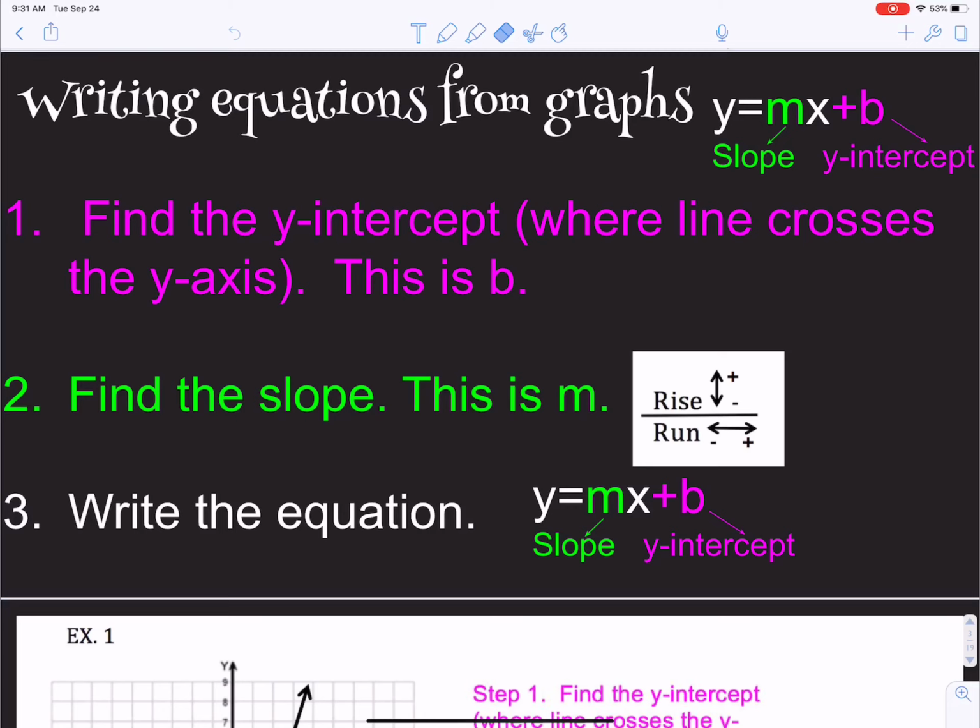So our three steps as we go through: we're going to find the y-intercept. That's where the line crosses or intersects the y-axis, and that is our value for b. Then step 2, we're going to find the slope. We're going to do that using our slope triangles, and remember that slope is m. When we have those two values, we can write the equation of the line, y equals mx plus b, plugging in the slope for m and the y-intercept for b.